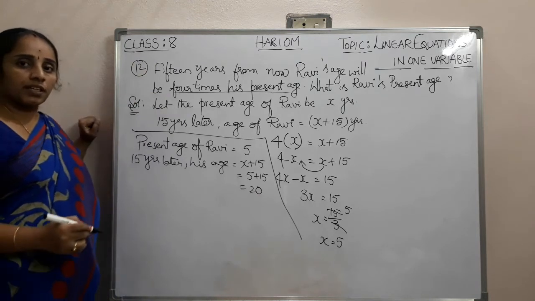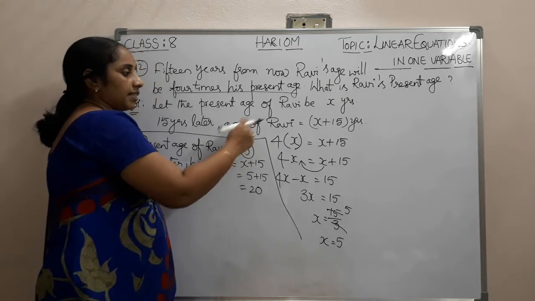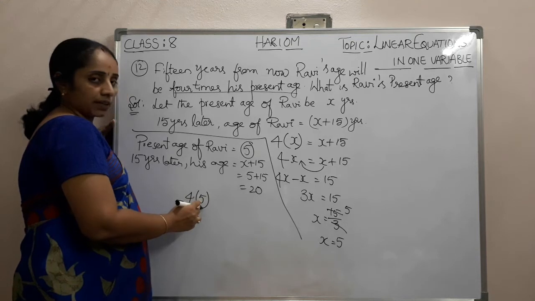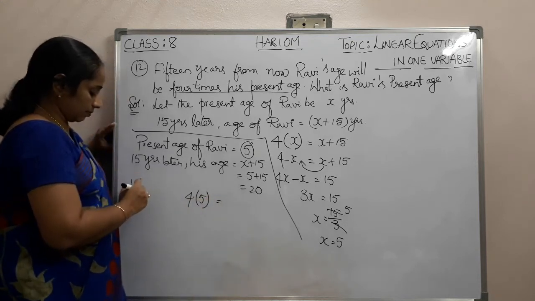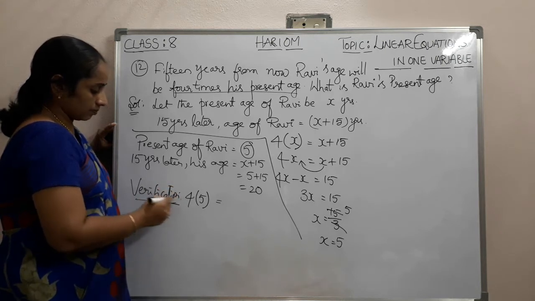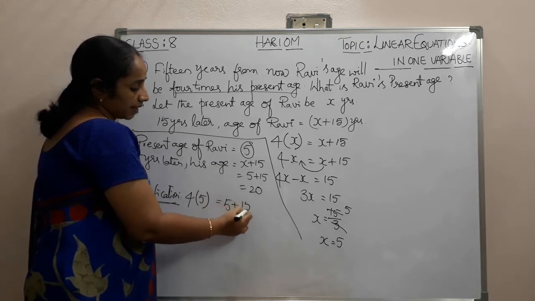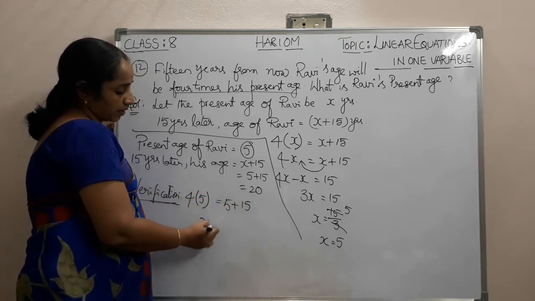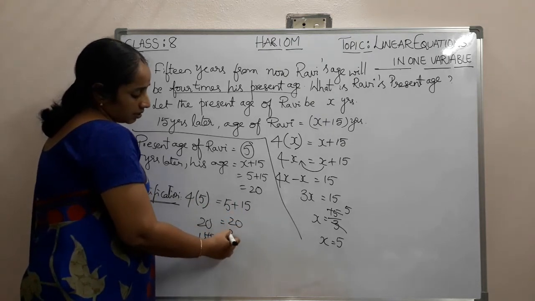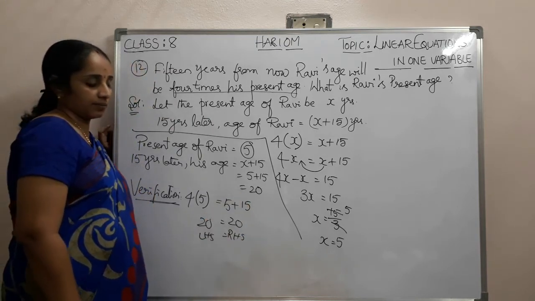Now we are going to check that his present age is 4 times, they said. So present age into 4 times is equal to 15 years later his age. 4 fives are 20, 5 plus 15 is also 20. So the condition is satisfied, no? Hence we verified it. Okay?